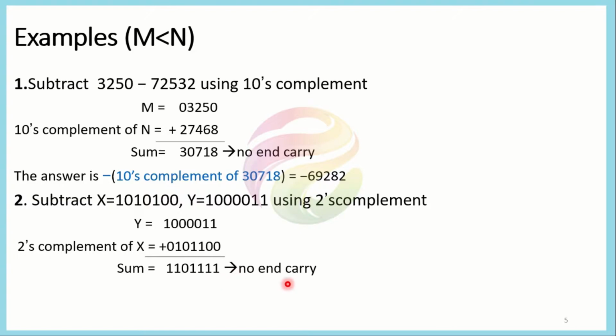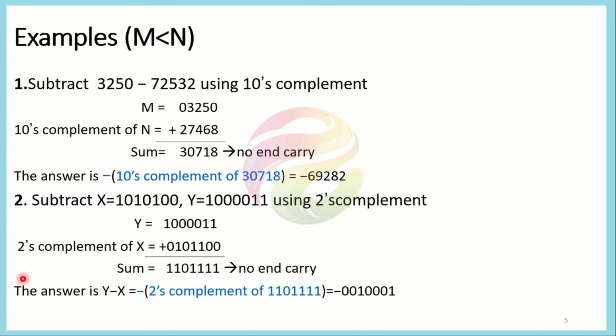Again, there is no end carry generated, meaning from the last two bits there is no carry generated, so there is no end carry for this system. And the answer is calculated by taking the 2's complement of this number and putting a negative sign with it. So if we take the 2's complement here and put a negative sign here, we will get this result. So we have seen two different cases for the unsigned number: when m is greater than n or when m is less than n.